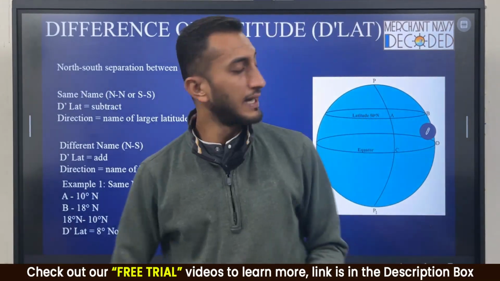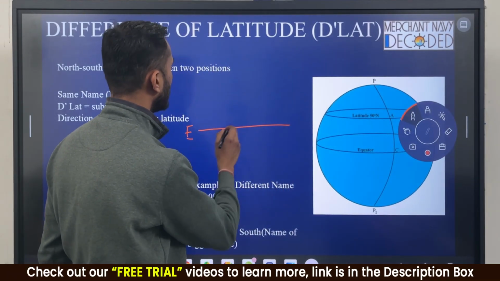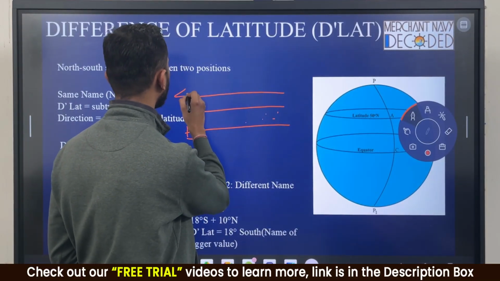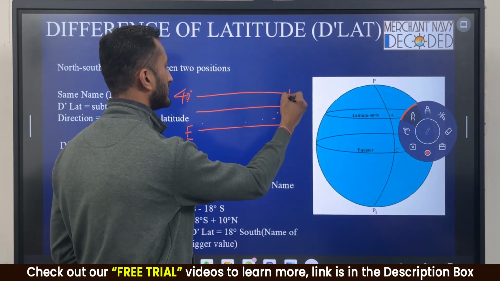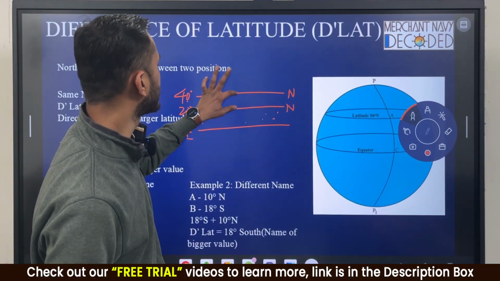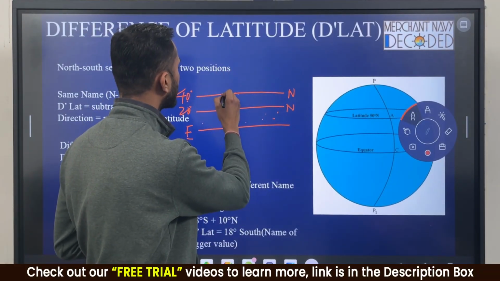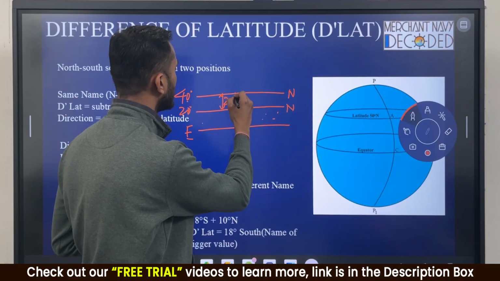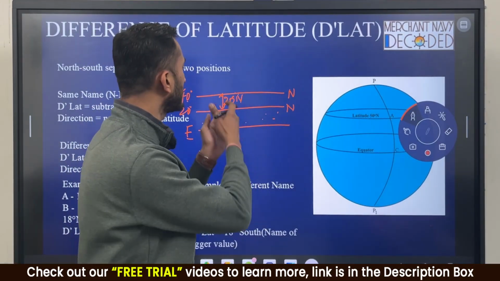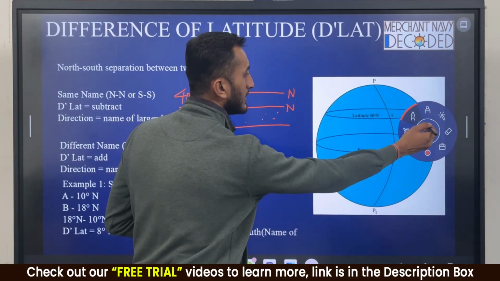Let us take a reference line. This is the equator. If both latitudes are in the same hemisphere, let it be 40 degree north and 20 degree north, I have to find the distance between these two. So I'll subtract. The difference between these two is 20 degree north, and since it is in the north, it will obviously be in the northern hemisphere. It won't be south. But now let us take into consideration another latitude.